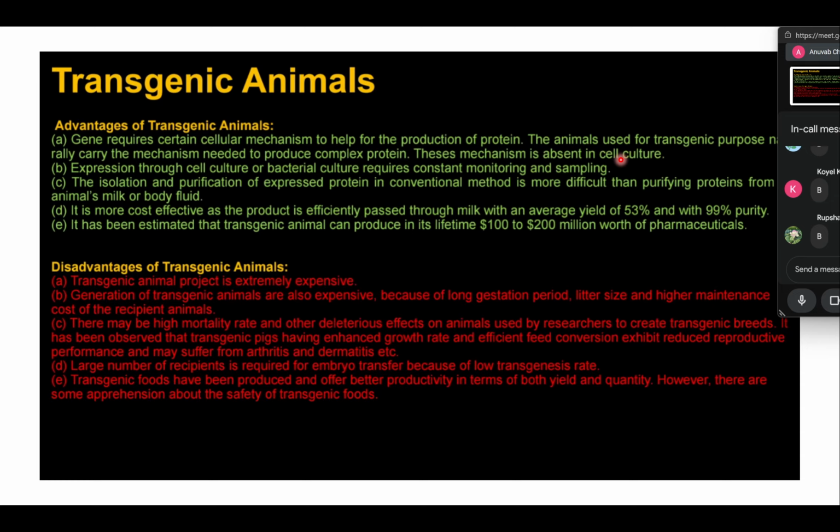They will not form the neural tube or form neurons or anything resembling the in vivo structure. So for that, you need organisms or transgenic animals to decipher all the mechanisms behind these particular disorders. Isolation and purification of expressed protein by conventional methods is more difficult than purifying proteins from animals' milk or body fluid. It is cost effective too, as the product is efficiently passed through milk with an average yield of 53% and a 99% purity.